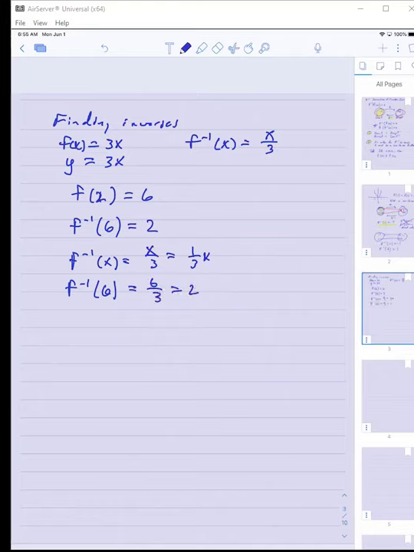All right, so again, what's the idea of an inverse function? If f takes an x to a y, I want f inverse to do the reverse. I want that y as an input to produce an output of x.